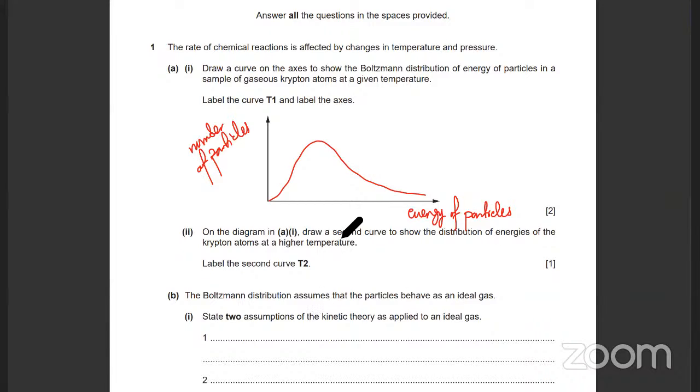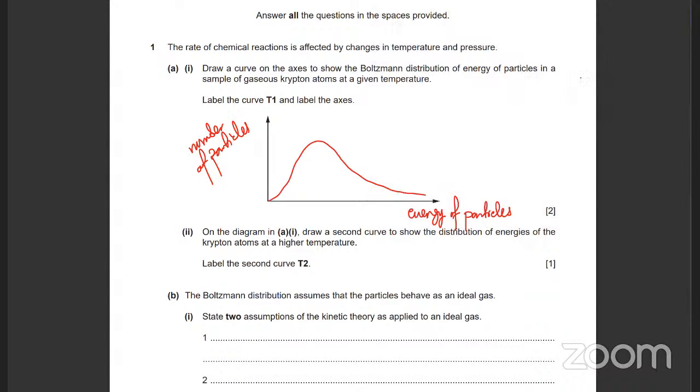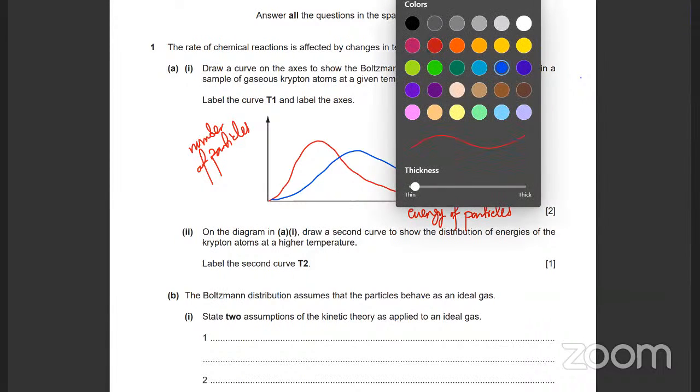Then you have to draw a second curve to show the distribution of energies of the krypton at a higher temperature. At a higher temperature, at higher energies, the number of particles would increase. So it's going to become higher on one side and lower on the other side. It's going to become flatter as well. So that's the one with higher temperature, which is T2 in this case. The first one was T1.